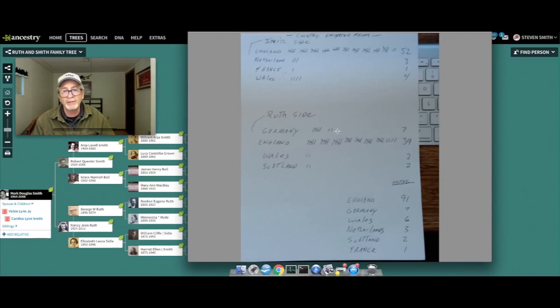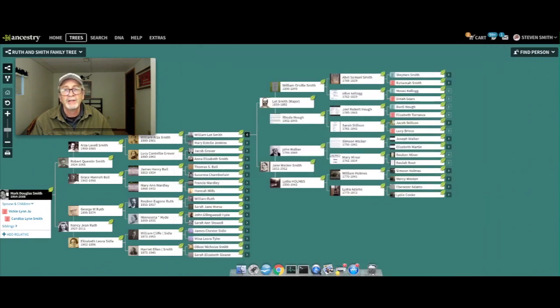And then on my mom's side, the Ruth side, had seven from Germany, 39. Again, heavily weighted to England, and Wales too, and Scotland too, and here's the totals down here. And then, again, this is just a partial list. There's a lot of names that I haven't traced back to the point of immigration yet on our family tree. But from this list, our immigrants are heavily weighted from England, according to this cheat sheet here.